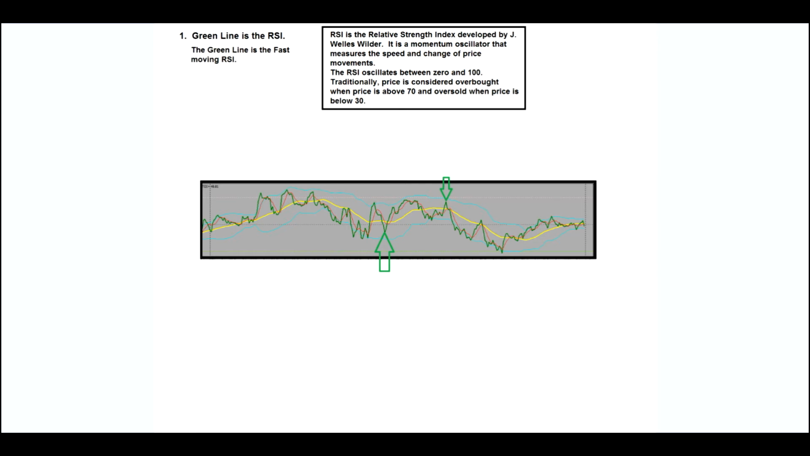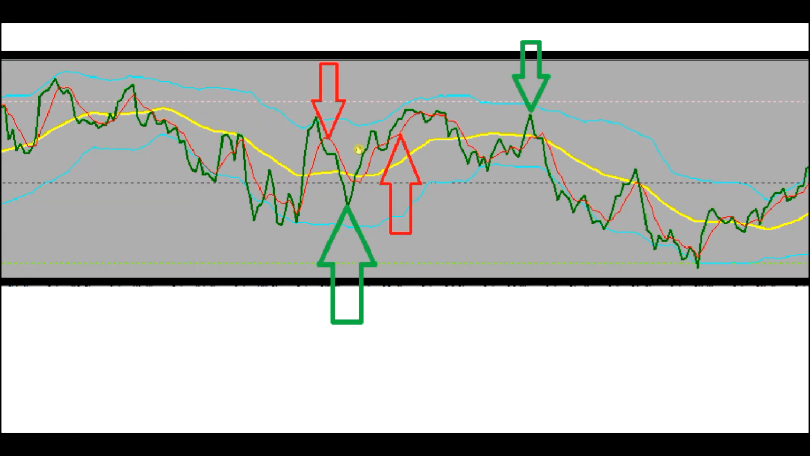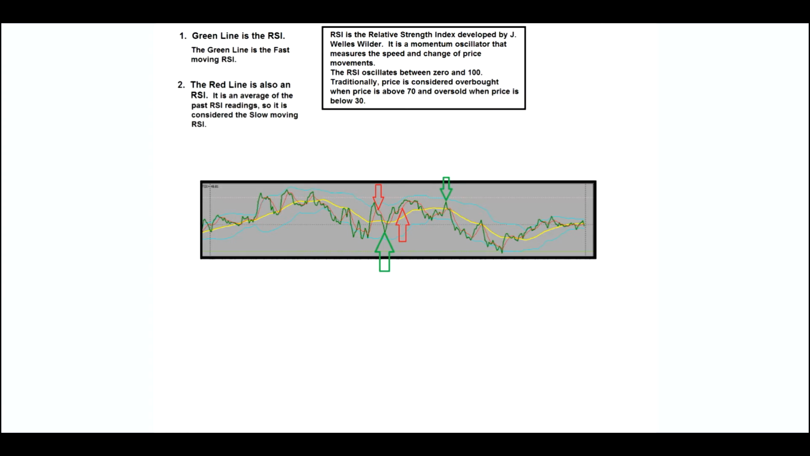So the green line of the RSI is the fast-moving RSI. There's also another one on here, the red line. You can see this little red line in here. It follows along with the green one. It's another form of the RSI, except it's a smoothed out one. It's an average, so it's a slow-moving RSI.